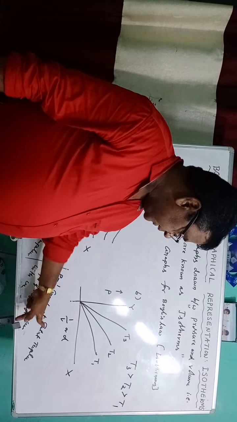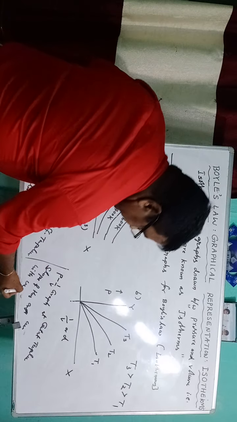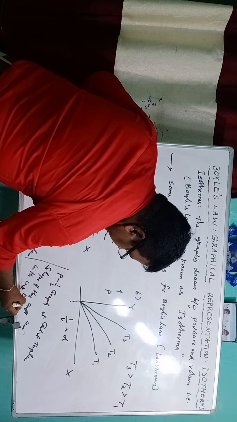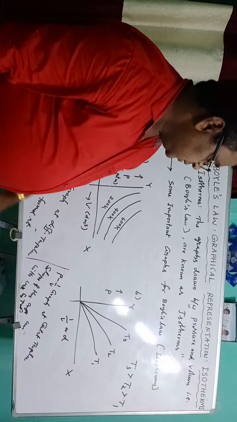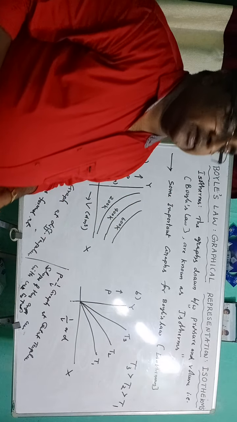P versus 1 by V graph at constant temperature. The slope of this graph increases with increase in temperature. So when temperature increases, the slope of this graph also increases.